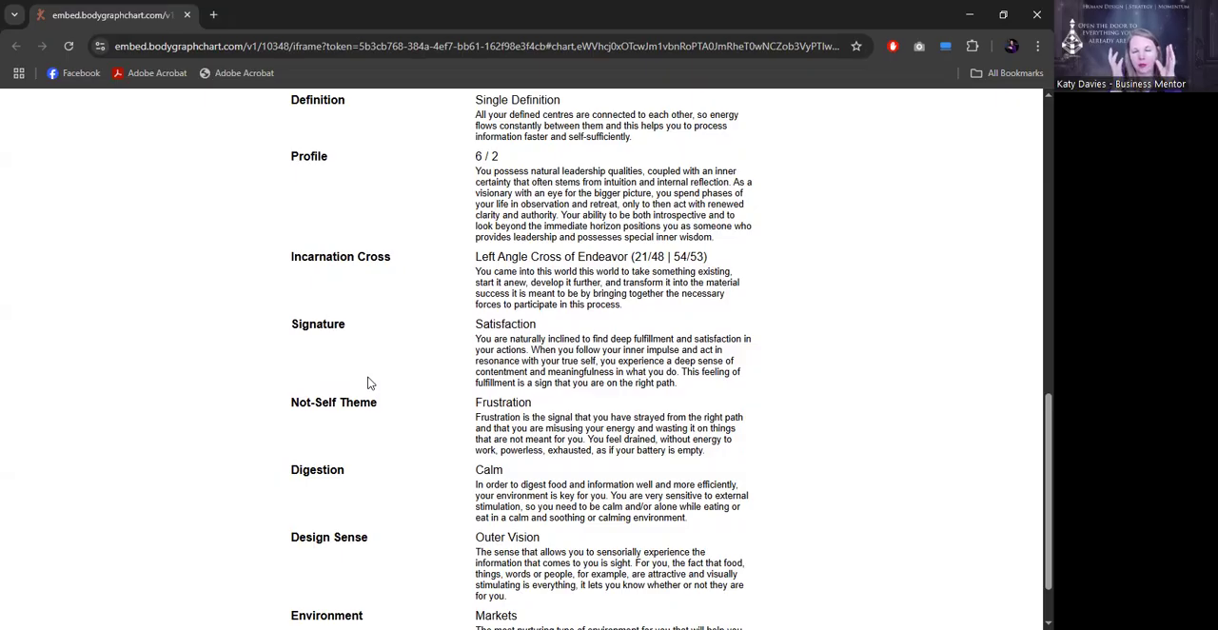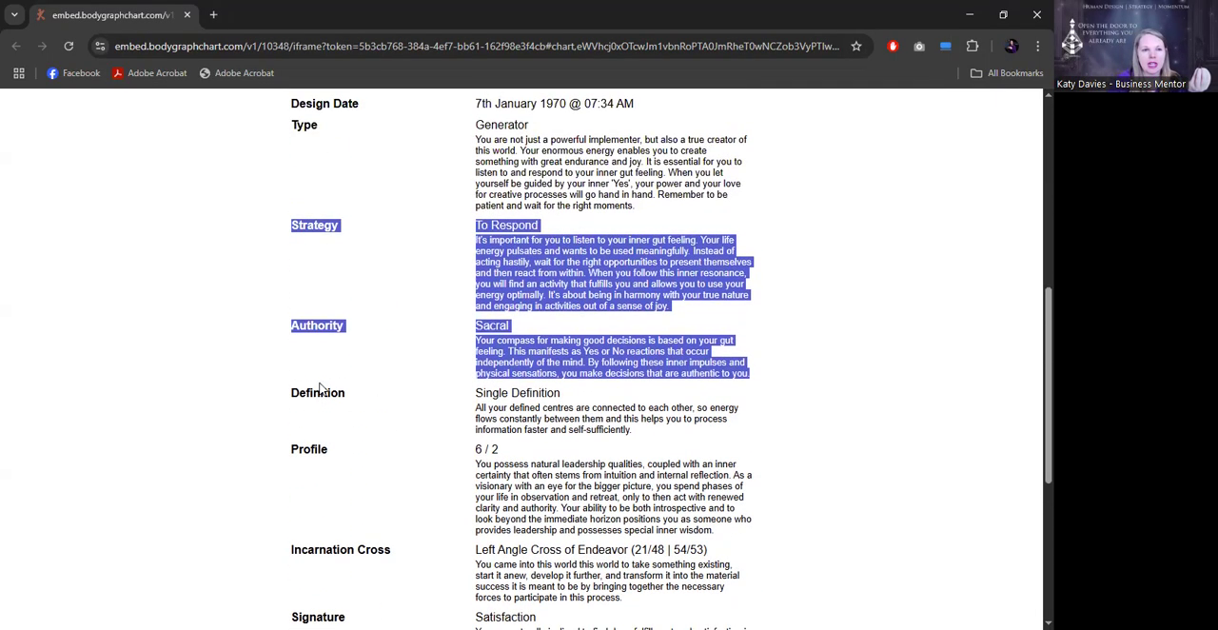So, if you're a manifestor, you would find you have peace written here, and your not-self theme is anger. And if you're a projector, you would find your not-self theme is bitterness. So, it's different for each type. This signature and not-self theme is directly related to your type, okay? And it shows you whether or not you have been following your strategy and your authority. It shows you where you're out of alignment.